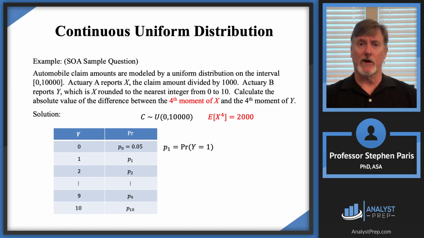Likewise, p sub 1 is the probability that cap Y is 1. The way cap Y was 1 is that it was rounding off cap X to the nearest integer.